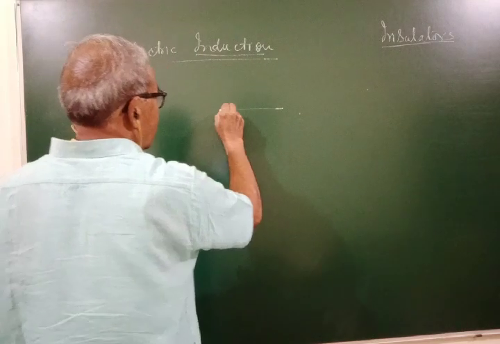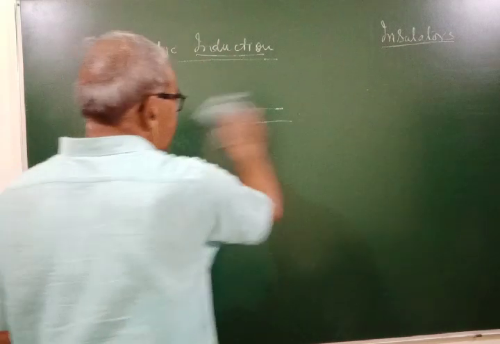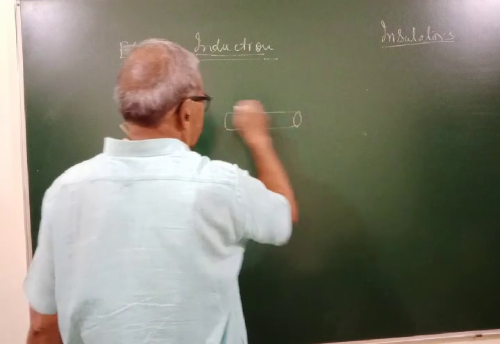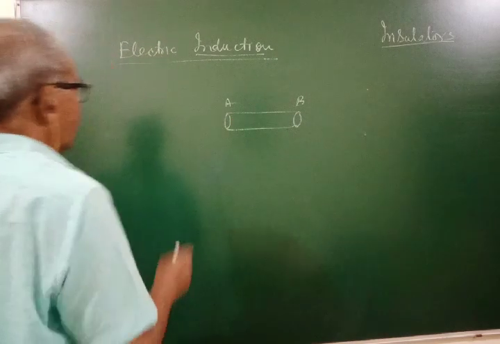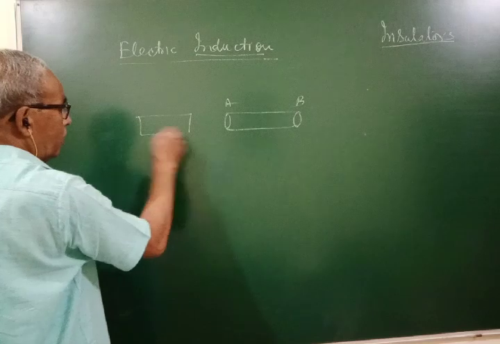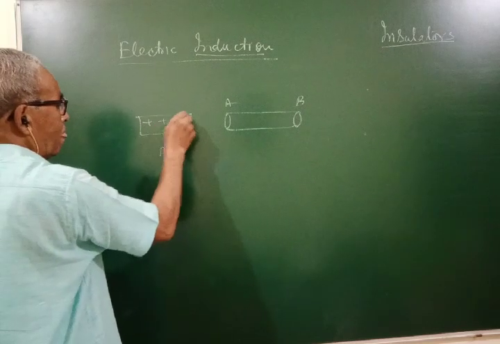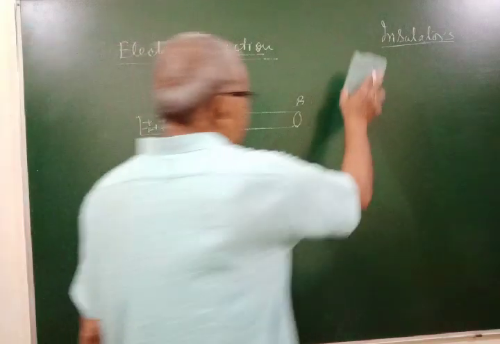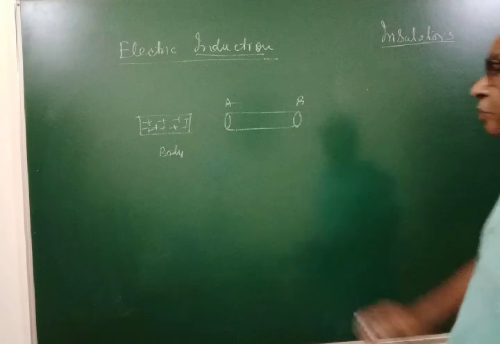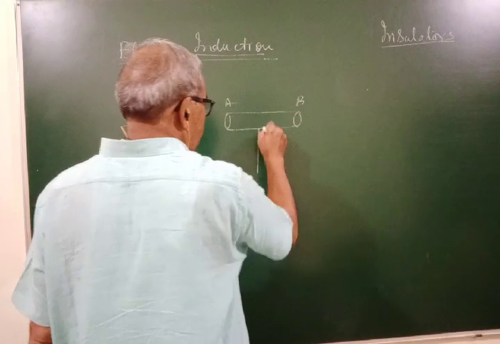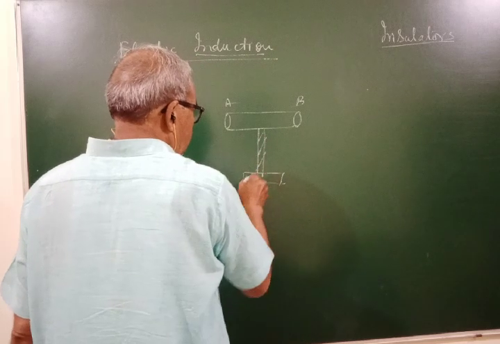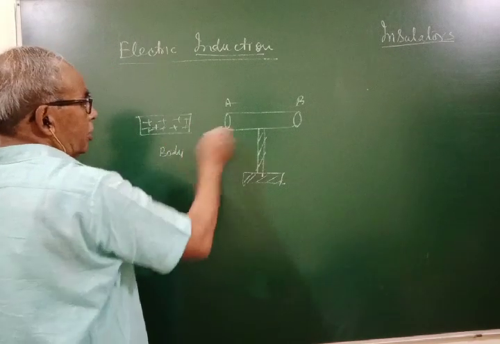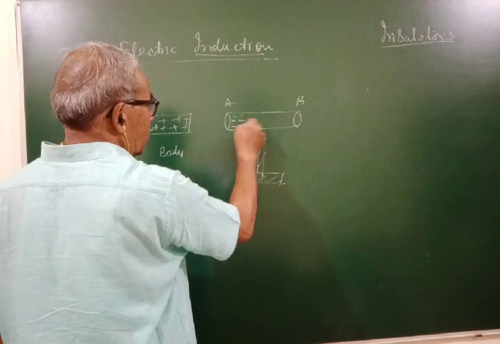Suppose here we have a conductor, or a piece of metal, AB, which is placed on an insulator. When we bring here a charged body, suppose this body has positive charge on it, then, as I told you in the last video, like charges repel and unlike charges attract each other. This conductor AB is placed on an insulator so that no charge is allowed from outside. So when we bring this charged body near it, negative charge appears here and positive charge appears there.